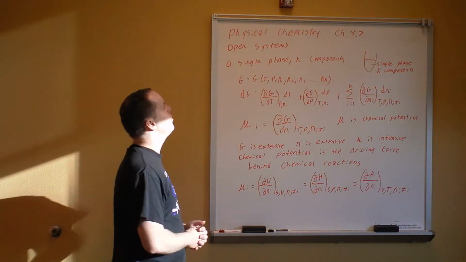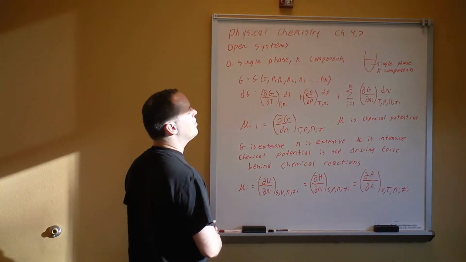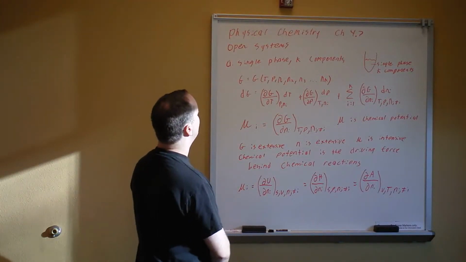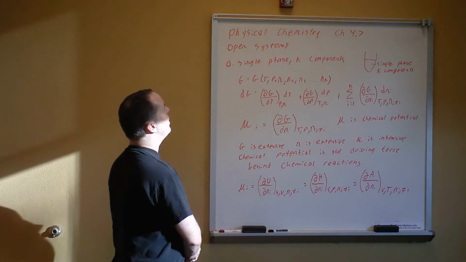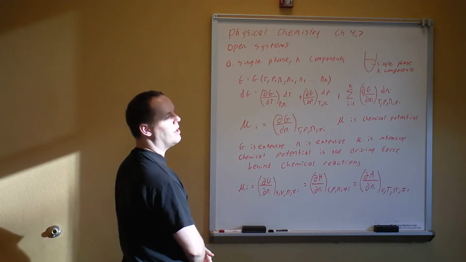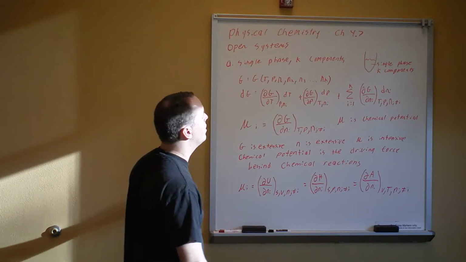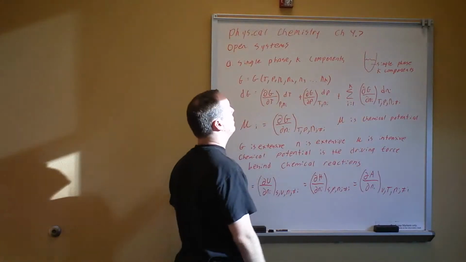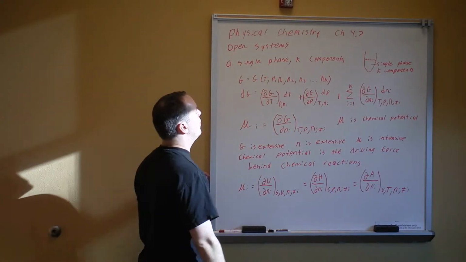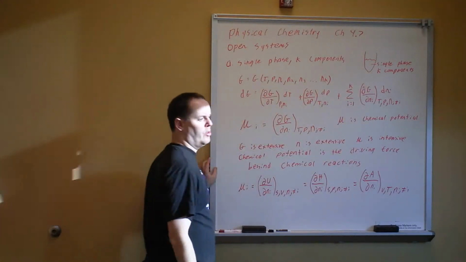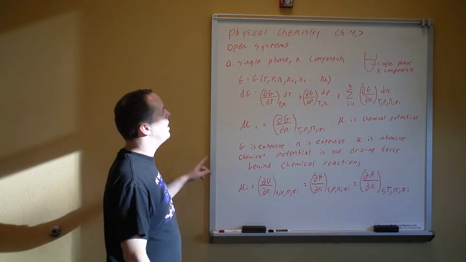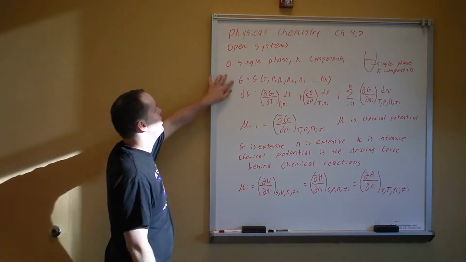Continuing on Physical Chemistry, Chapter 4, Section 7, we're talking about open systems now. First we're going to talk about a system that has a single phase, but k components. K is any number, 1, 2, 3, any integer. So here's our system. It's a test tube, and it's an open system. It's open to the air, the surroundings. So we only have one single phase, like an aqueous solution or a liquid metal alloy. And it's got k components, so it has whatever is in it.